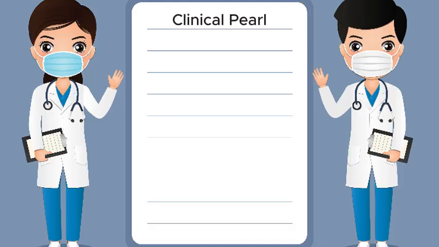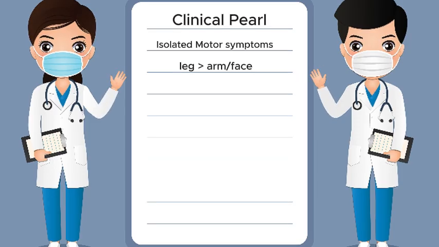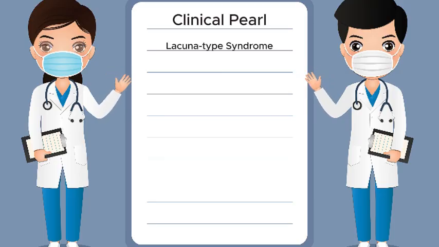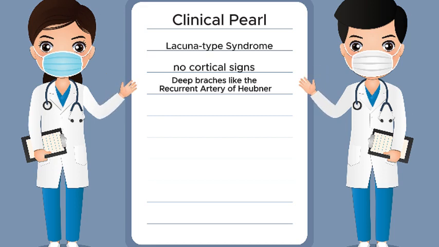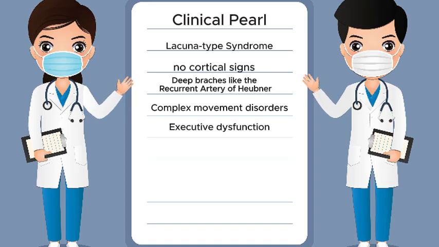So let's do a quick clinical pearl. If you see isolated motor symptoms, especially affecting the leg more than the arm or face, always think about the anterior cerebral artery territory. If a patient has a lacunar type syndrome but no cortical signs, infarction of the deep branches like the recurrent artery of Heubner could be the culprit. Damage to these deep areas can also contribute to complex movement disorders and even some executive function deficits.